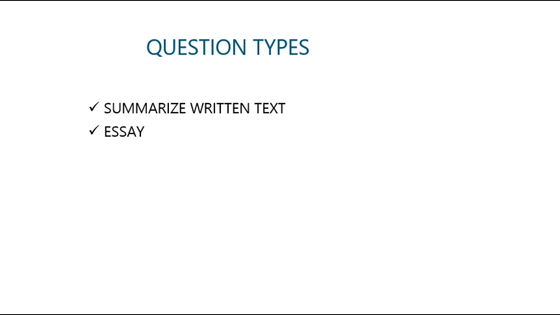So here we are given marks for reading. Students who are facing difficulty in reading have to make sure that they're practicing summarize written text. So here you can see from this question type, we are getting marks for reading. Then we have the essay. This is the most important question type in writing, as we are given approximately 10 to 14 points for writing. So in writing, the first important task is essay and the second important task is summarize written text. So these two tasks are very important.